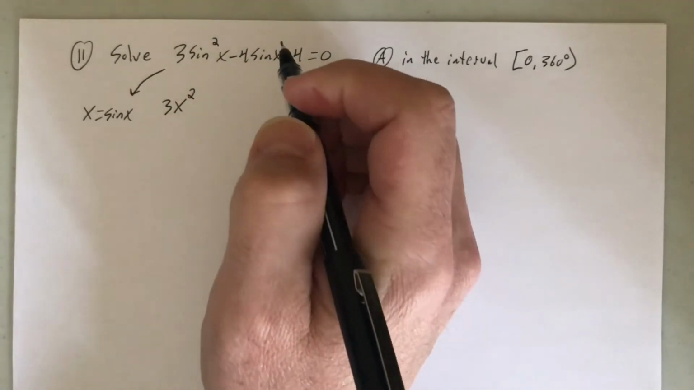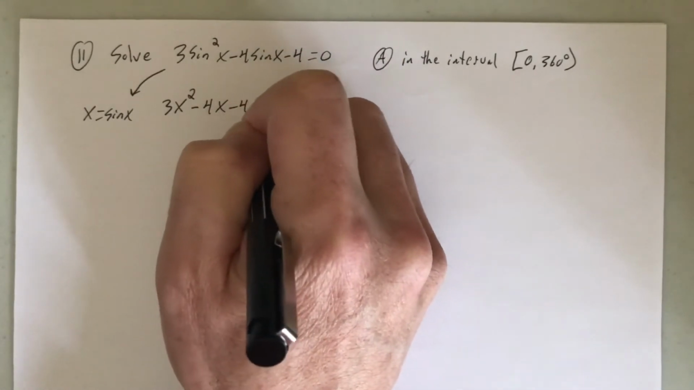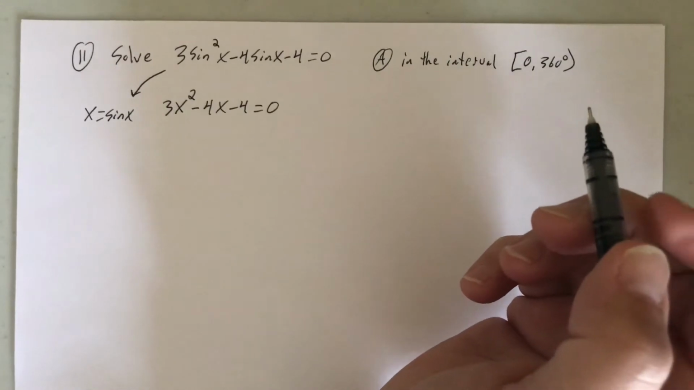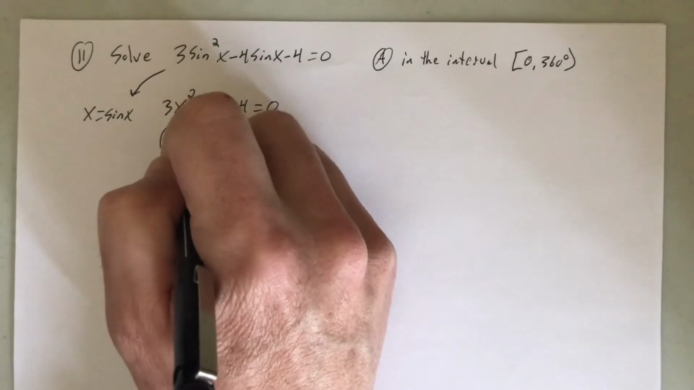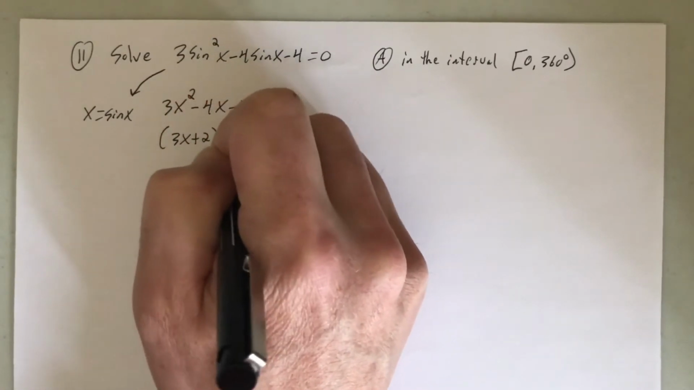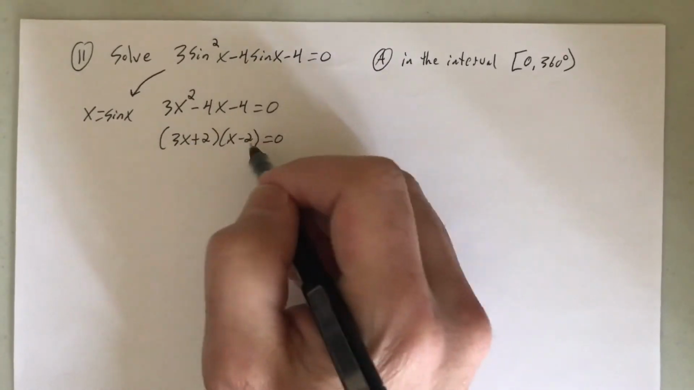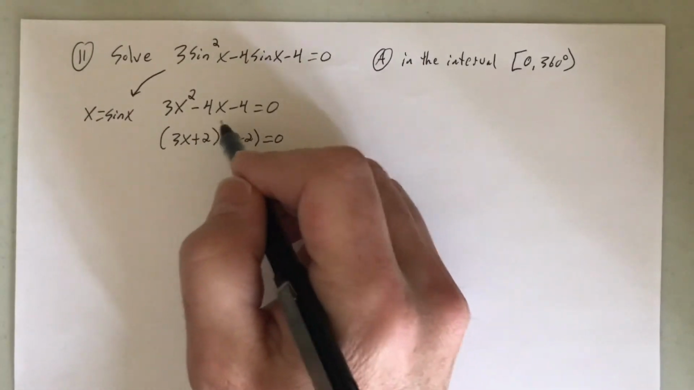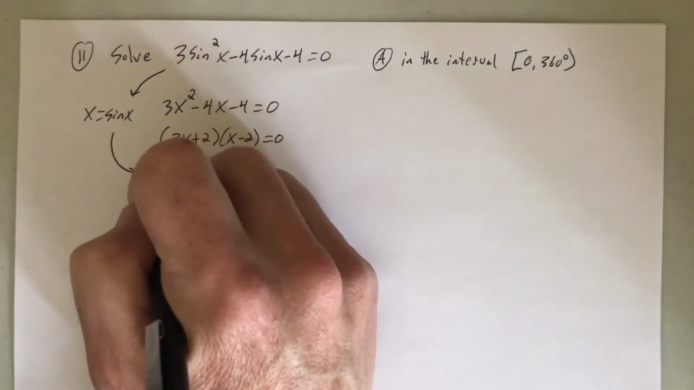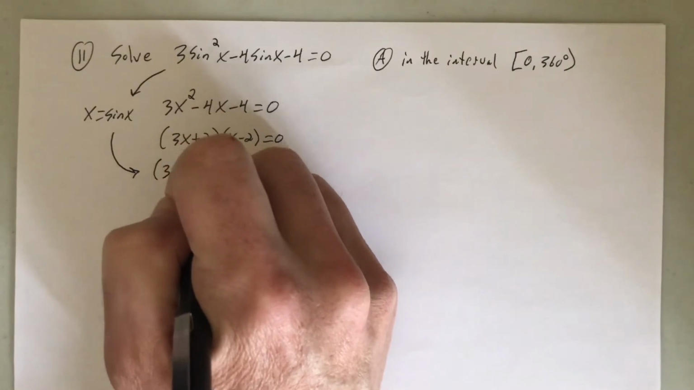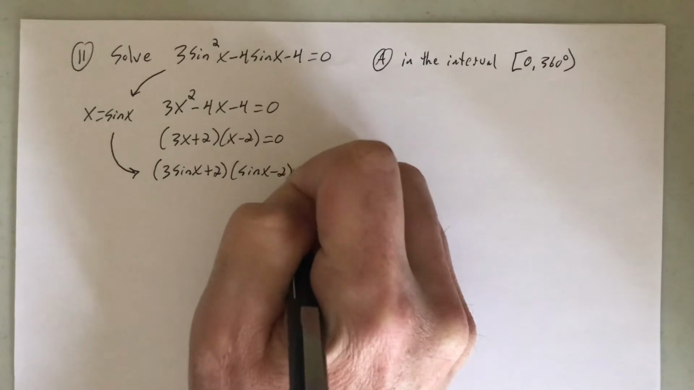So that gives me 3x squared minus 4x minus 4 is equal to 0. And then when you factor that, you wind up getting 3x plus 2 times x minus 2 is equal to 0. Again, I'm not doing all the work in between to factor it, just to save some time. You can refer back to my videos on factoring. And then here, this would be 3 sine x plus 2, and then sine x minus 2 is equal to 0.